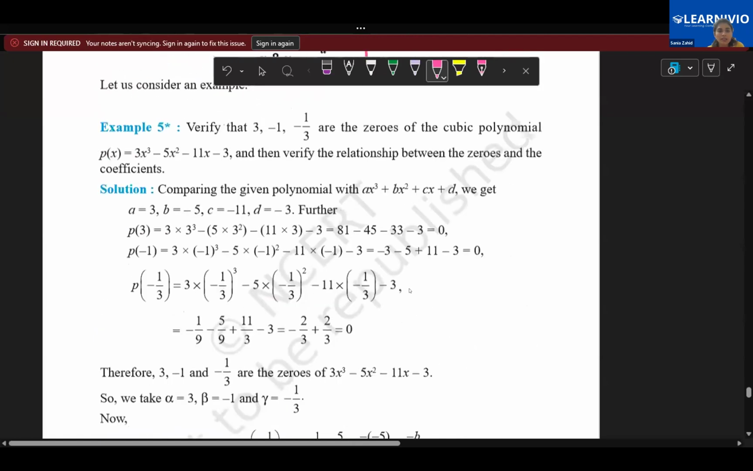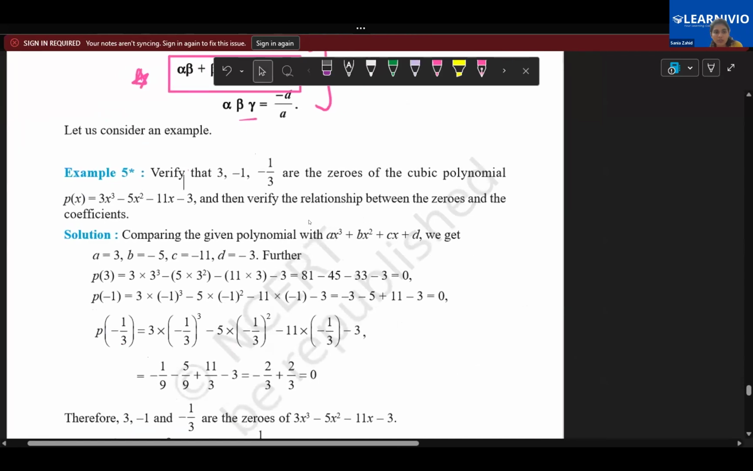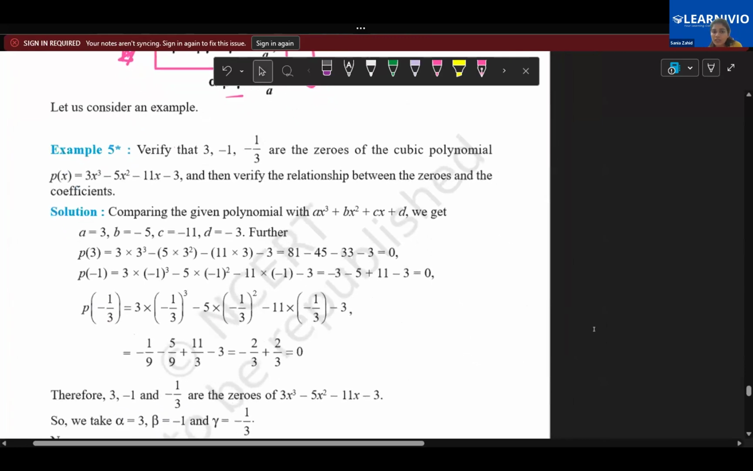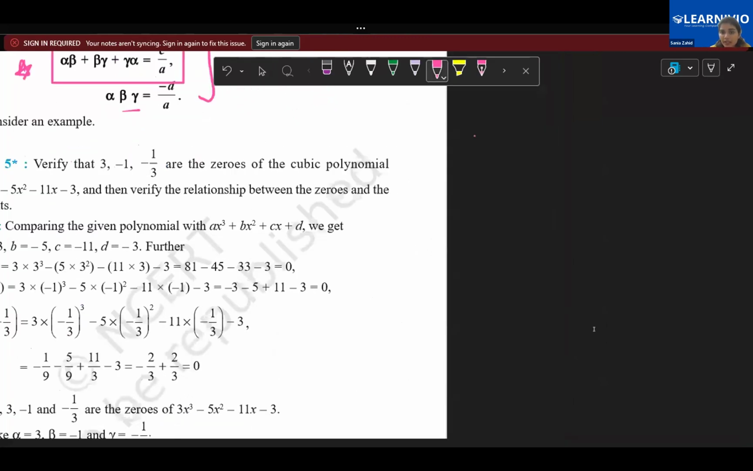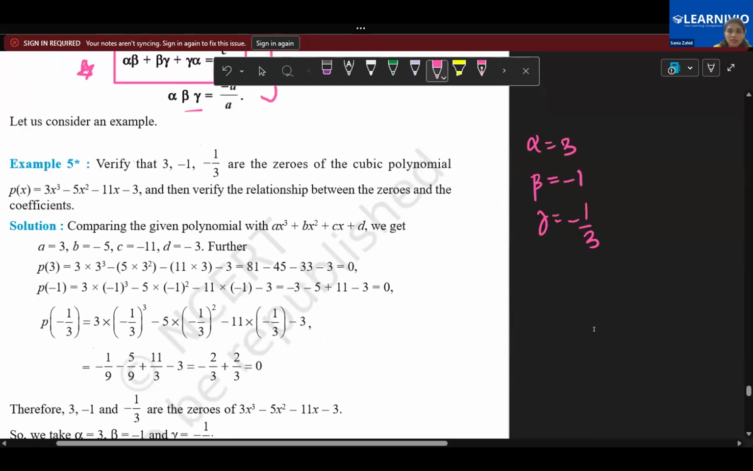Now just come to this question. Verify that 3, minus 1, and minus 1 by 3 are the zeros of the cubic polynomial, and then verify the relationship between the zeros and the coefficients. It's a very simple but a very lengthy question at the same time. First of all, what are the three zeros? 3, minus 1, and minus 1 by 3. Assign the values: alpha is 3, beta is minus 1, and gamma is minus 1 by 3. The cubic polynomial is 3x cube minus 5x squared minus 11x minus 3.